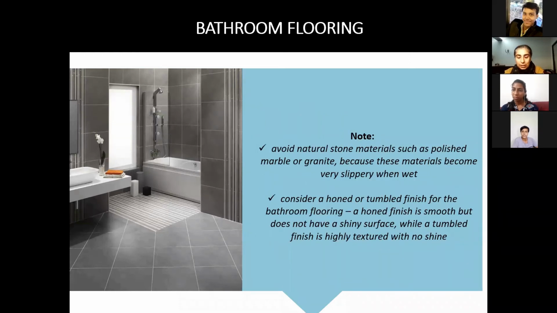A few things that can be noted as far as the stone tiles are concerned. Avoid natural stone materials such as polished marble or granite because these materials become very slippery when wet. Consider a honed or tumbled finish for the bathroom flooring. A honed finish is smooth but does not have a shiny surface, while a tumbled finish is highly textured with no shine. So the kind of character that you're looking for, accordingly, the tiles can be chosen.